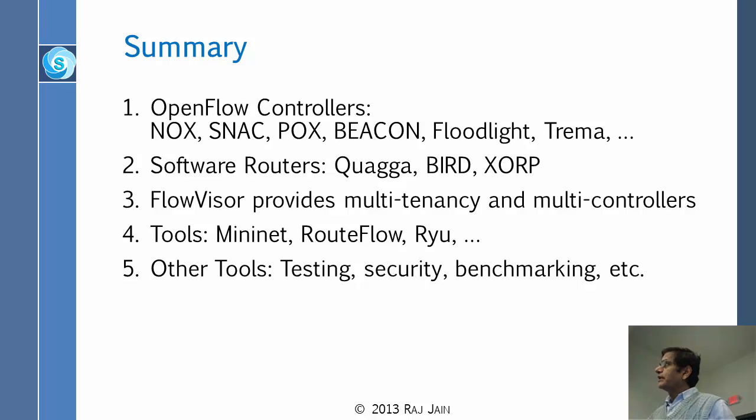In terms of software routers, we have Quagga, Bird, and Zarp. Quagga is very famous. FlowVisor is used for multi-tenancy and multiple controllers. In terms of tools, we saw Mininet, RouteFlow, and RYU just a minute ago. So you remember Mininet is for emulation, RouteFlow is for routing, and RYU is for what? Anybody remembers? Nobody remembers? Open something? Yeah, it's for OpenStack. Other tools, and there are then testing, security, benchmarking tools, and there is a whole list of 100 tools somewhere, and I will give you the URL for that in a minute.